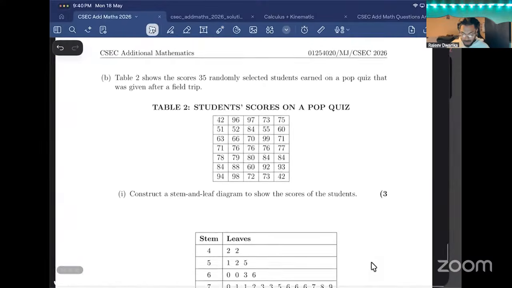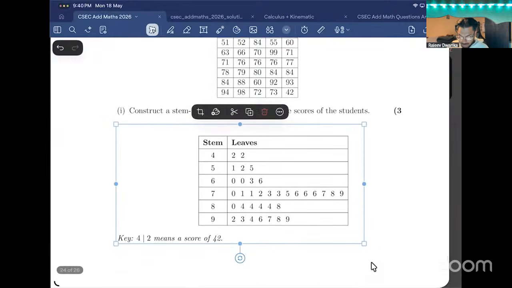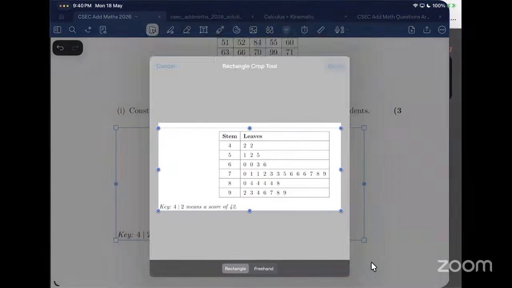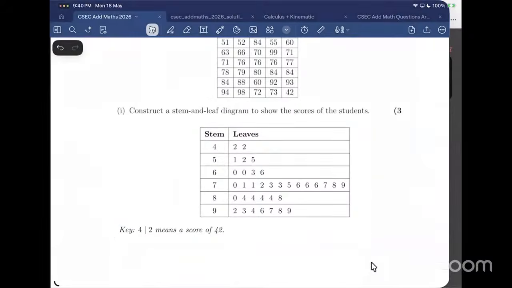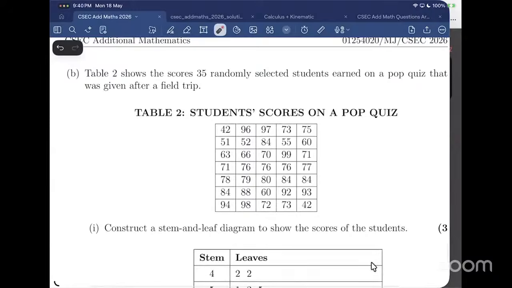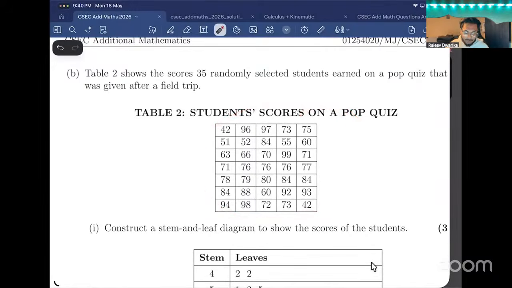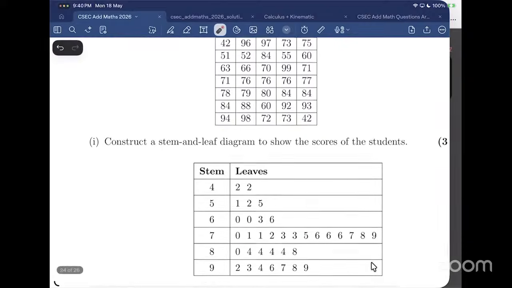Right. So in the interest of time, I did the solution already to save some time. Stem and leaf is real easy. Let me give you a rundown on how this works. They gave us raw data, just like these scores on a pop quiz for 35 students.